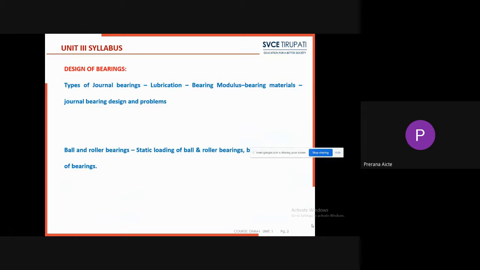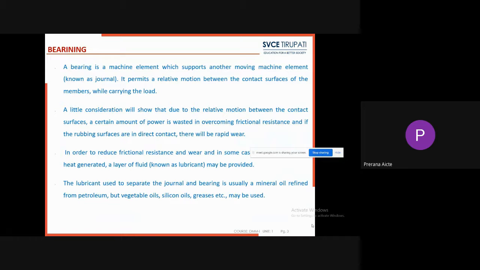First, I will explain what a bearing is. I think all of you know what a bearing is. A bearing is a machine element which is used to allow relative motion between two contact surfaces, that is, between the shaft and the bearing, or the journal and the bearing. It is called a bearing.